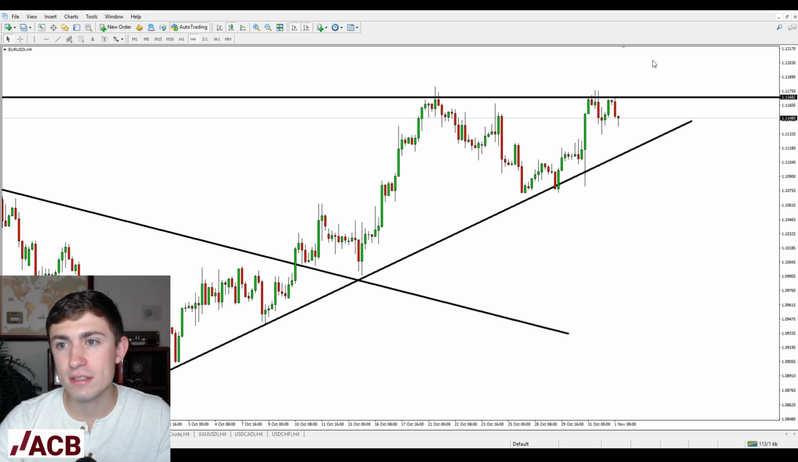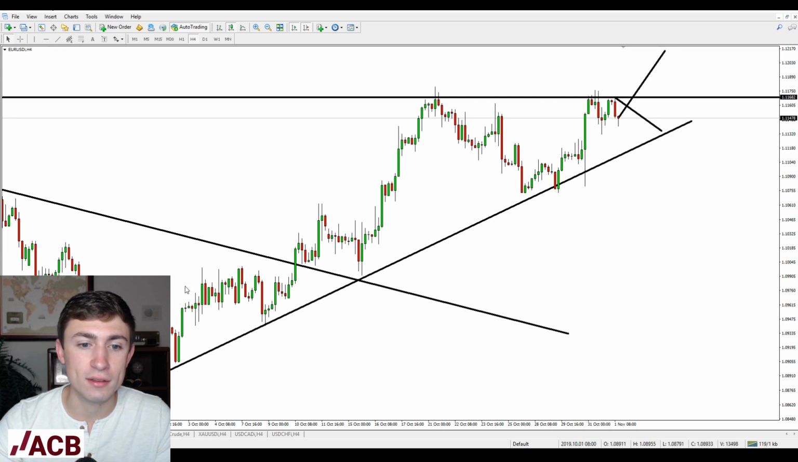If price can break through this level and we get some sort of retest, there might be some opportunity to look for a continuation of this uptrend that we're seeing on EURUSD. On the contrary, if price does decide to pull back a little bit here, I think you might find some support along this strong trend line, which has been holding for the time being.